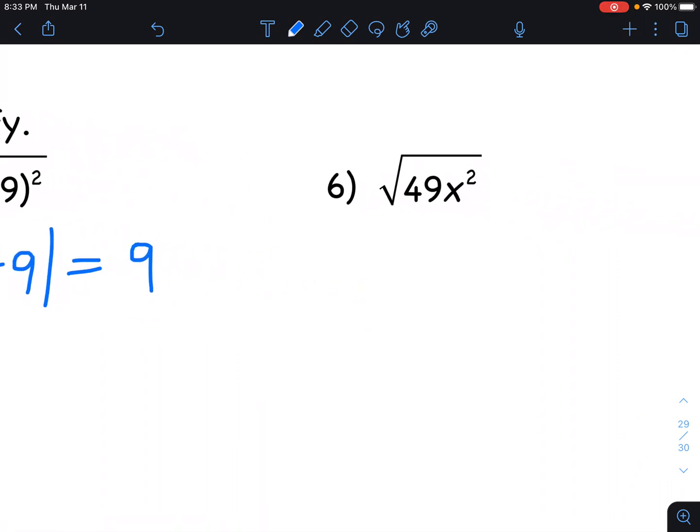Number 6, again, square roots. We have two parts here. The first part, square root of 49, is 7. And then the 2's cancel out for the x, so 7x.